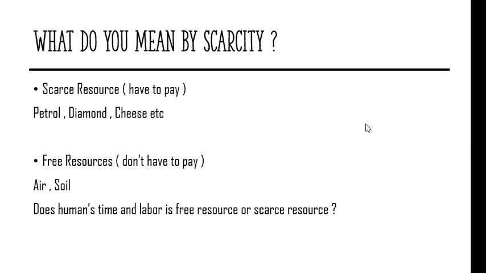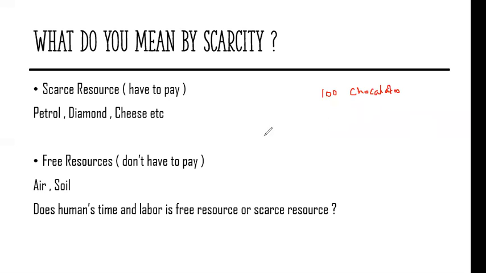Now, suppose there's no scarcity of anything, do we need economics or do we need any economist? No, right? Why do we need economics? Because we have limited supply of something and we have unlimited wants. For example, just think about it. Suppose I'm having only 100 chocolates.